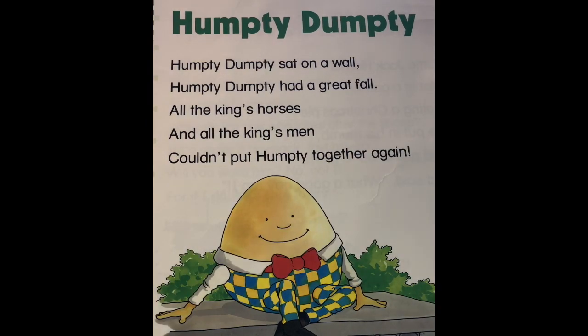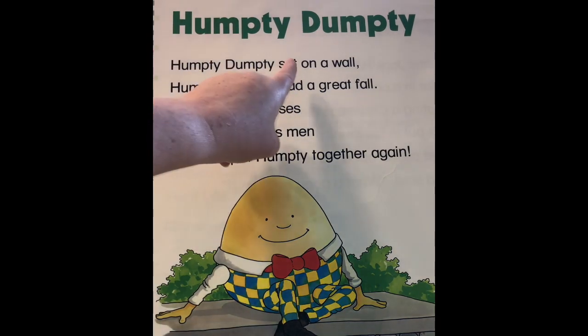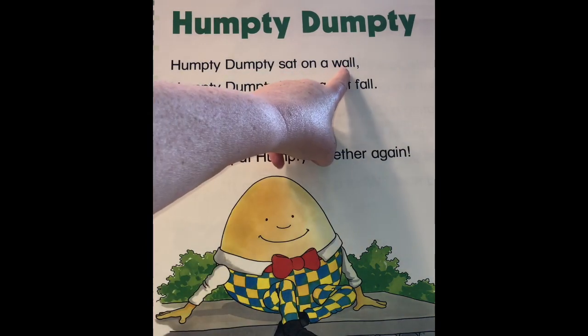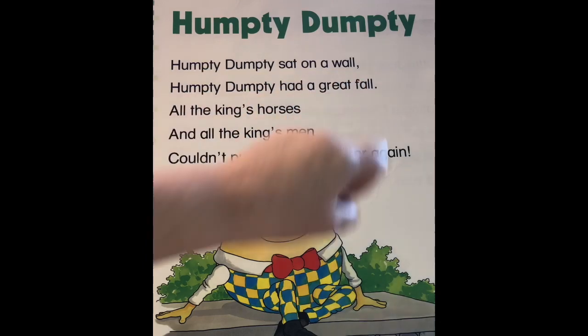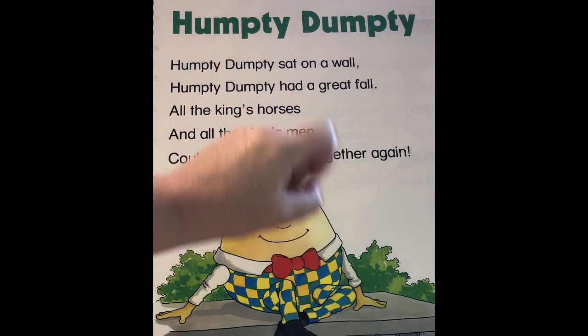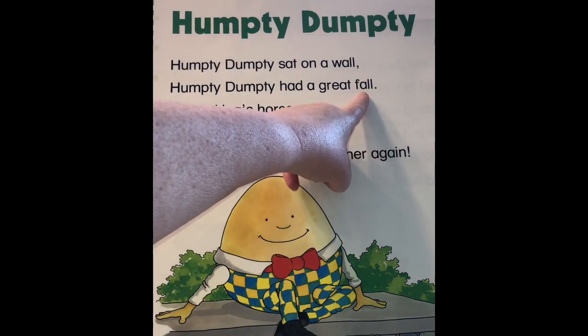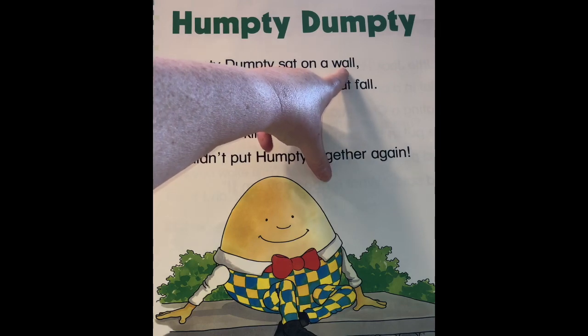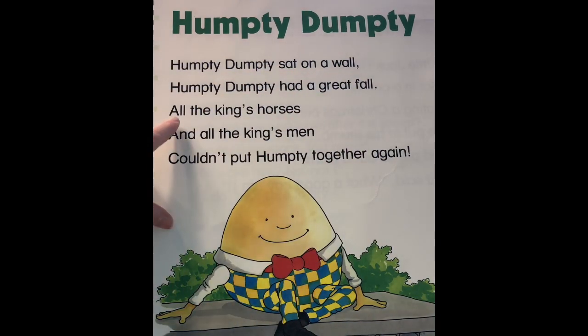Now I'm going to point to a word and you tell me what it says. Humpty. Sat. Wall. Had. Fall. Fall rhymes with wall. All. It also rhymes with all.